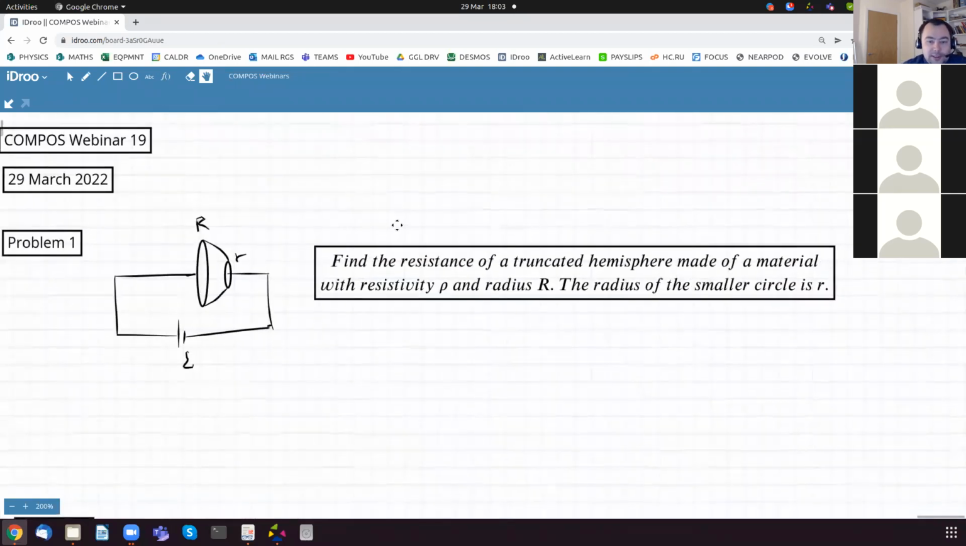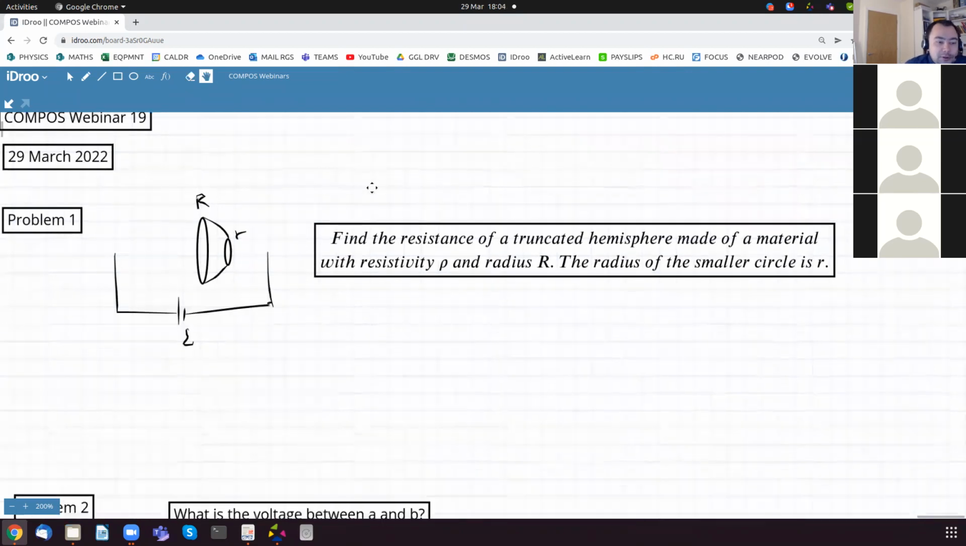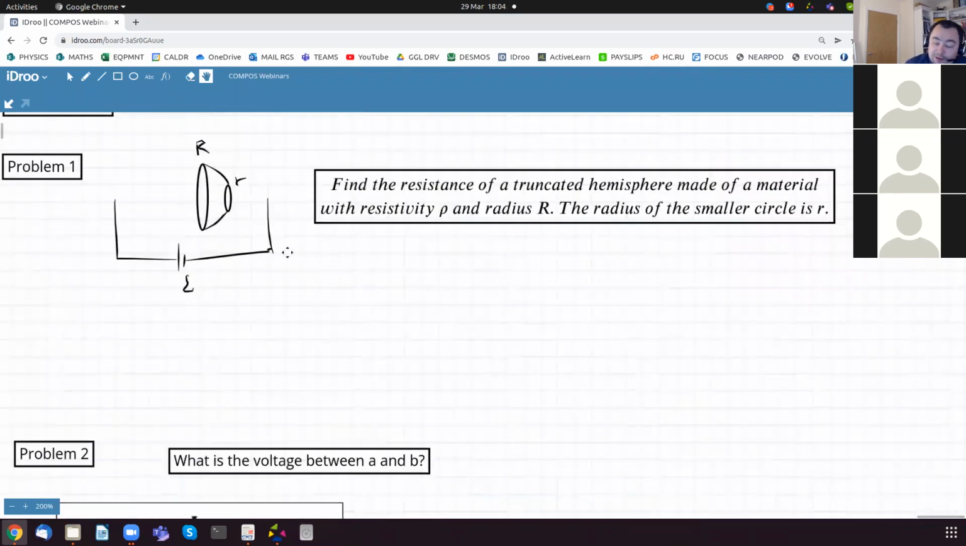Find the resistance of a truncated hemisphere. Okay, so we are interested in this bit. So we're really not interested in what's happening here. So this bit is completely useless to us. We just need the resistance. And we're going to use integration to do that. So you have a very similar problem. I think it's problem number 5 in the assignment. You have a wire of variable cross section.